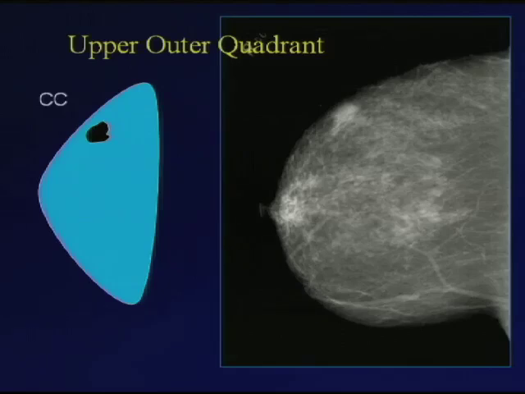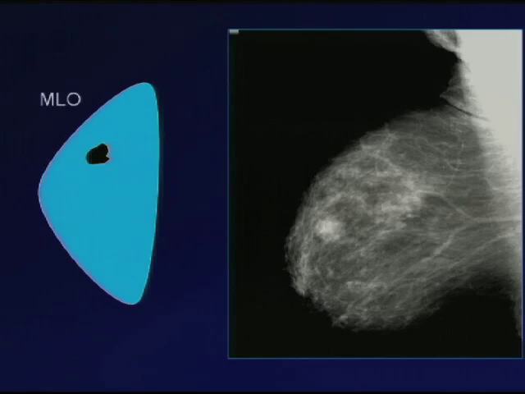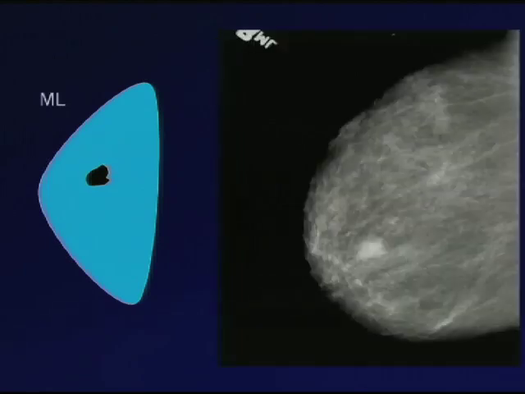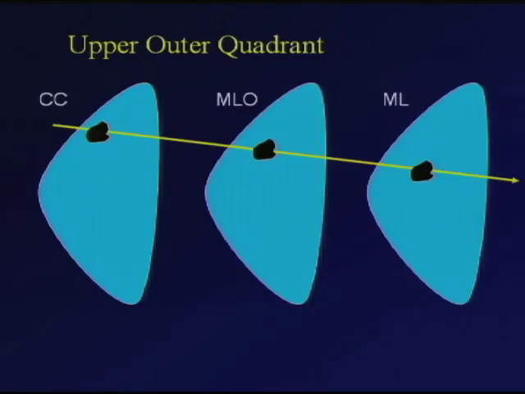And here we have a lesion in the outer breast on the CC view. It's in the upper breast on the MLO view. And on the 90-degree lateral view, it is really just about at the nipple line. So you can see that a lesion in the outer aspect of the breast moves down when you go from the CC to MLO to ML view.